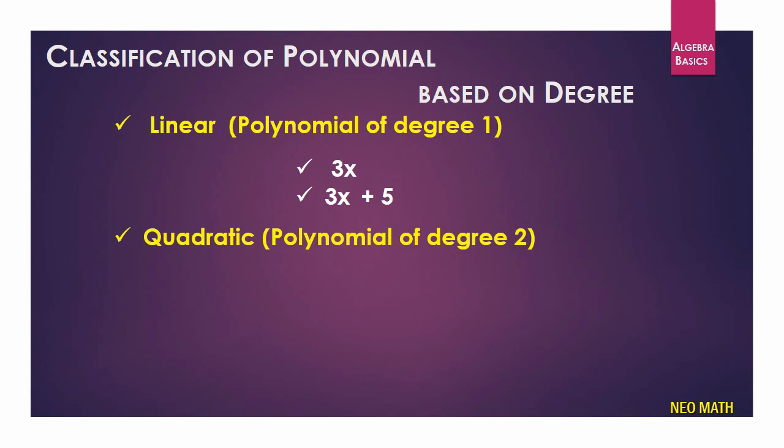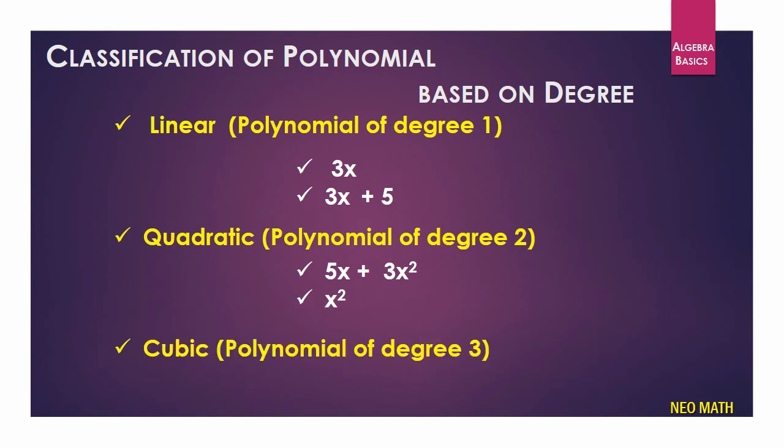Next is quadratic polynomial, a polynomial of degree 2. So 5x plus 3x square. Here we have two terms, 5x and 3x square. The power of the variable of the first term is 1 and the power of the variable x of the second term is 2. So the highest power is 2. So it is a quadratic polynomial. x square is also of degree 2. So it is a quadratic polynomial.